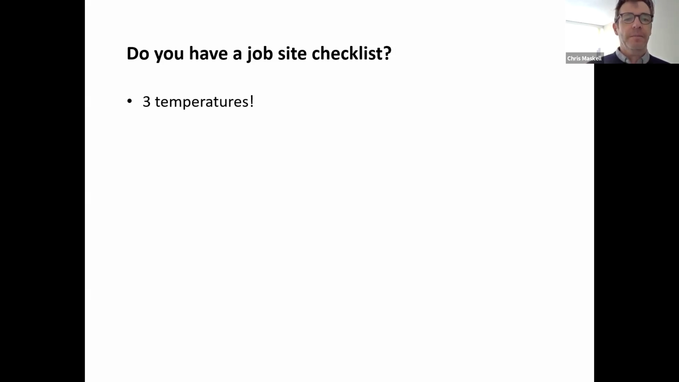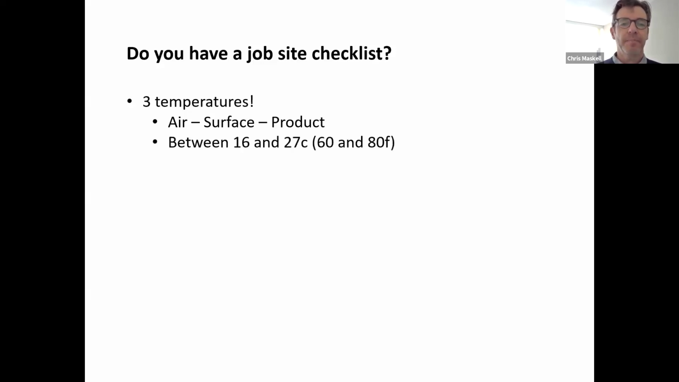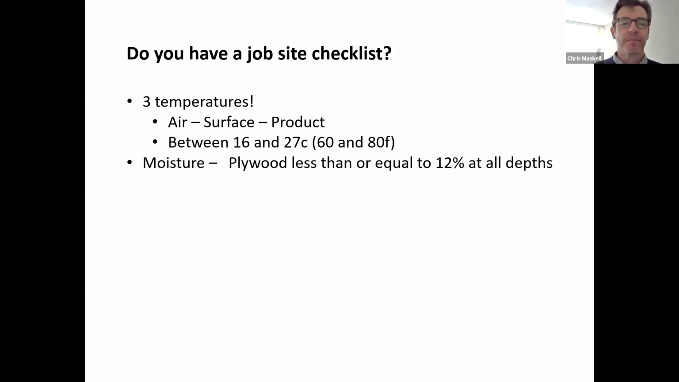Three temperatures are important: air temperature, surface temperature, as we just discussed, and product temperature. If you get them all within sort of 10 degrees Celsius of each other, between 16 and 27 degrees, every manufacturer is a little different, or 60 to 80 degrees Fahrenheit, then nothing is going to move too much. You're going to save yourself a lot of claims.